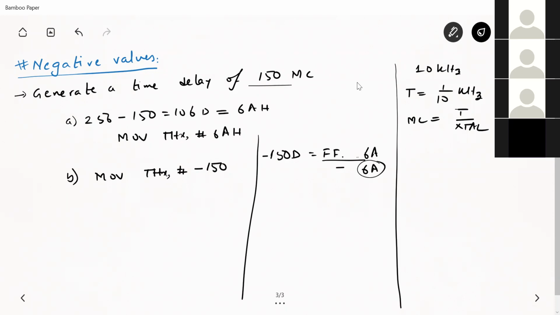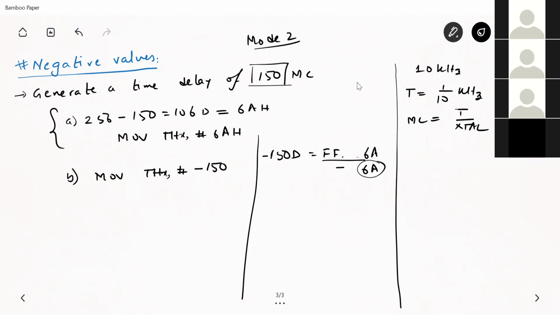So what I wanted to say is, this is only applicable for mode 2. If you are in mode 2 and if you found out how many machine cycles you need, then instead of doing this calculation, you can simply enter the negative of that machine cycle into TH and you will get the expected result. Is it okay? Have you understood?